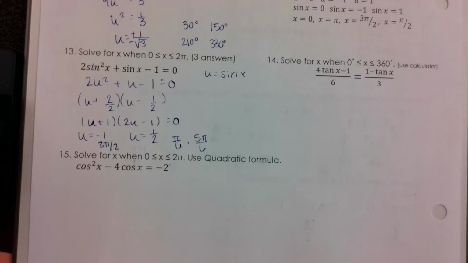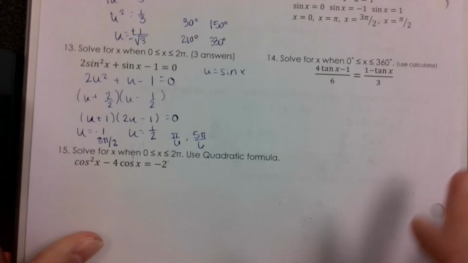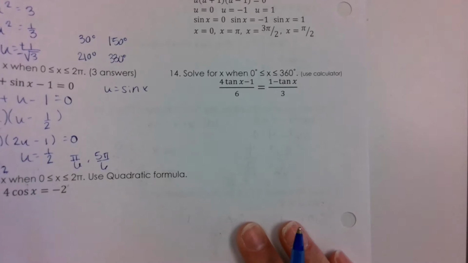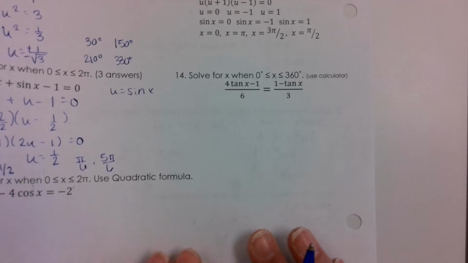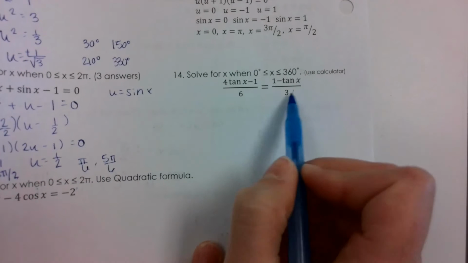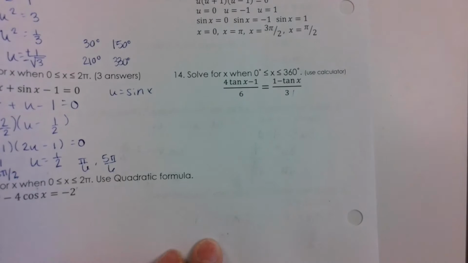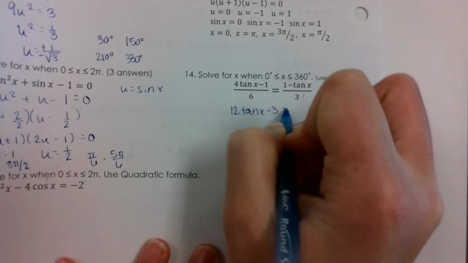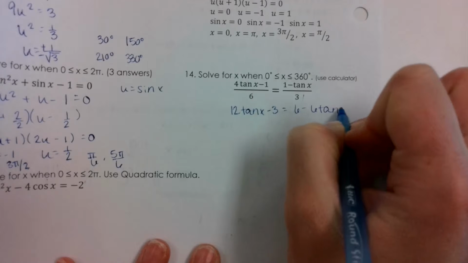Alright. Do we want to do 14 together? Yeah? Okay. So we need to solve this equation. What are our thoughts on how we could do that? We're going to use the calculator in the last step. So you could cross multiply. That's what I would do, just because it's a fraction equals a fraction. So multiply this side by 3, multiply that side by 6. Okay? Alright, so we'll have 12 tangent of x minus 3 equals 6 minus 6 tangent. Is that okay?